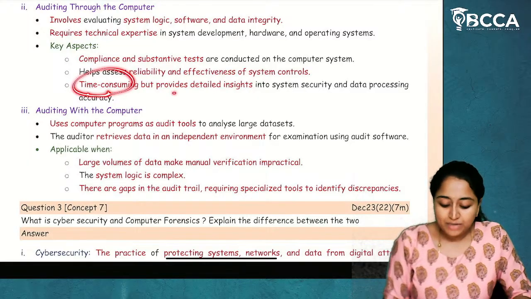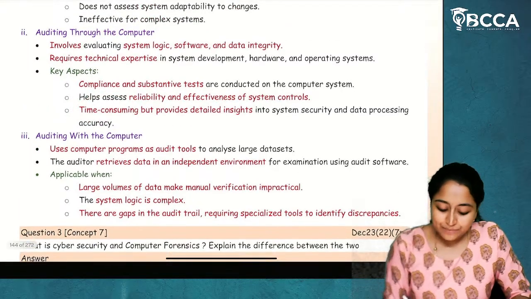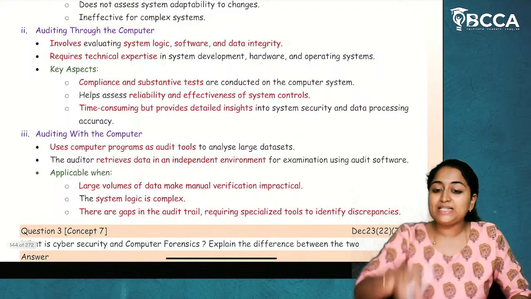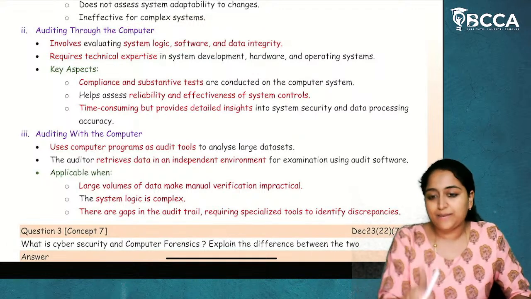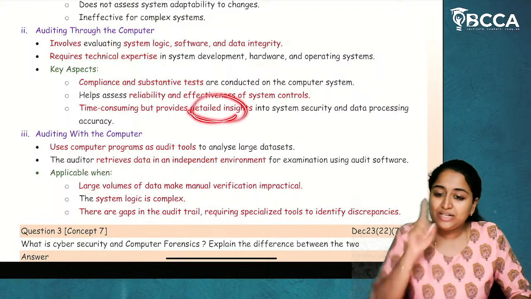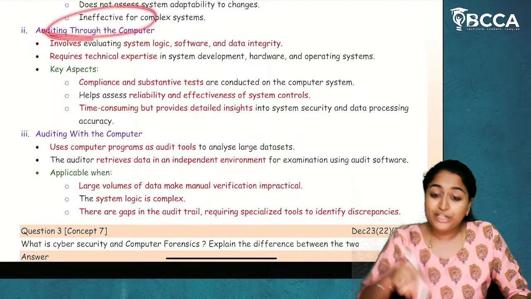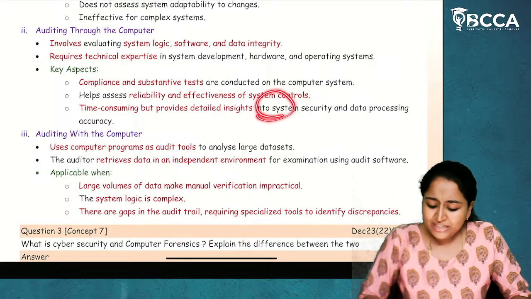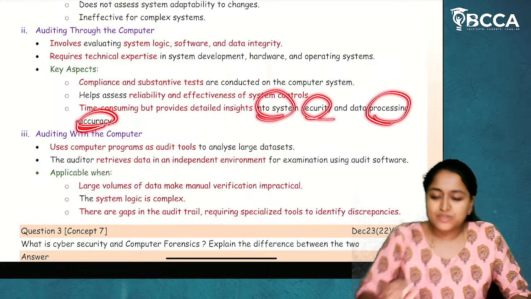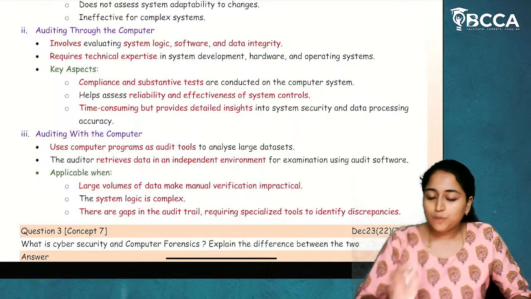It is time consuming, but provides detailed insight. Yes, going into detail and checking each and every aspect is time consuming. But we will get detailed insight into system security and data processing accuracy. We'll get every piece of information because we are doing auditing through the computer. I hope it is clear.